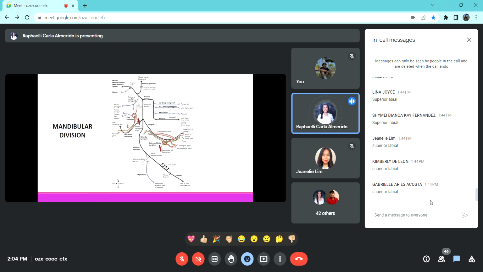Similar to the maxillary division, meron nerve that goes to the cranial portion. Your nervus spinosus, and another division will be your nerve to the medial pterygoid. Okay, and so on. So you can use this diagram when you try to study the different branches.